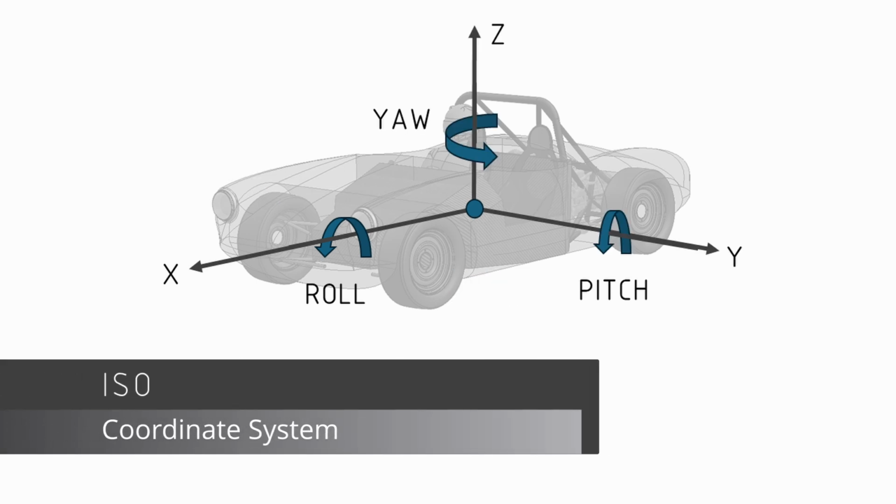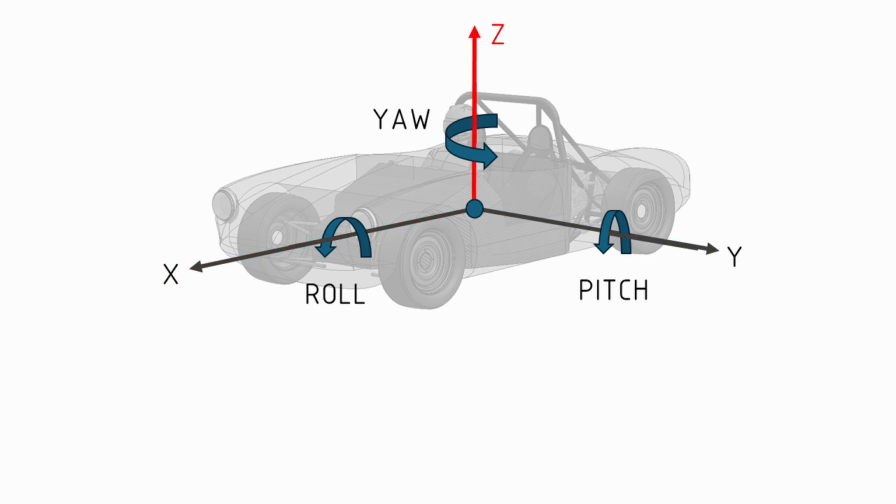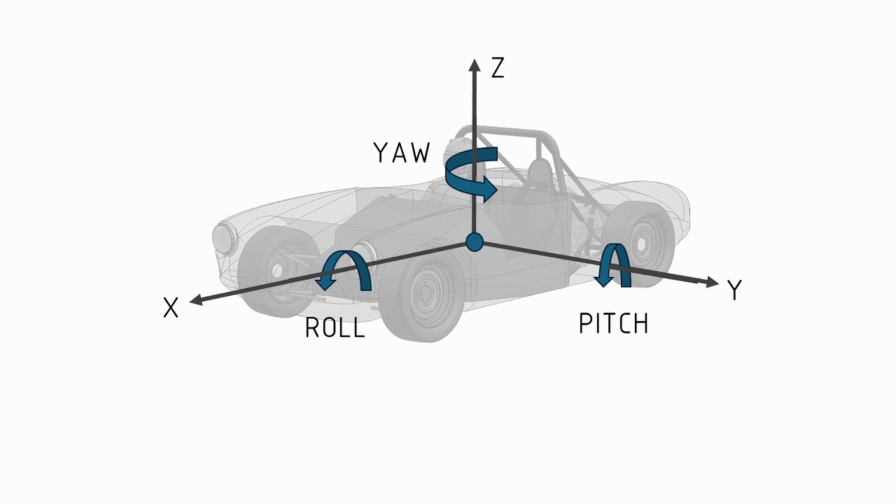There are some advantages to doing it this way, but I'm going to be using an ISO coordinate system instead. This has our X coordinate pointing forward, our Y to the left of the vehicle, and our Z in the upwards direction. And this is commonly used in international standards.